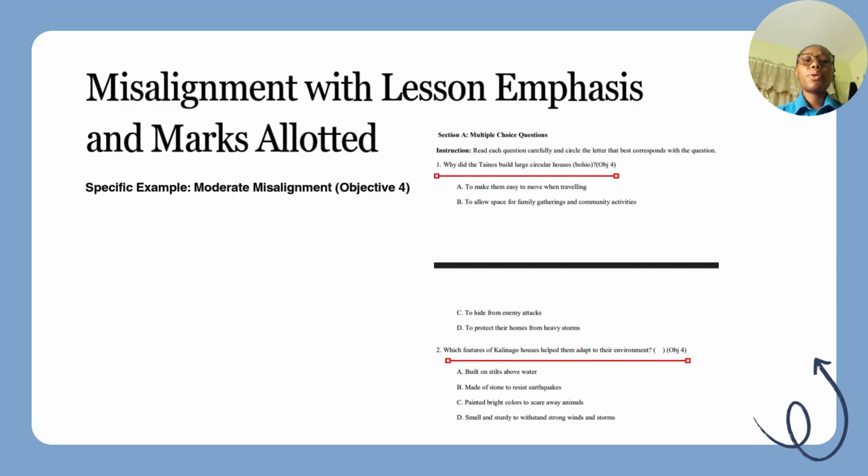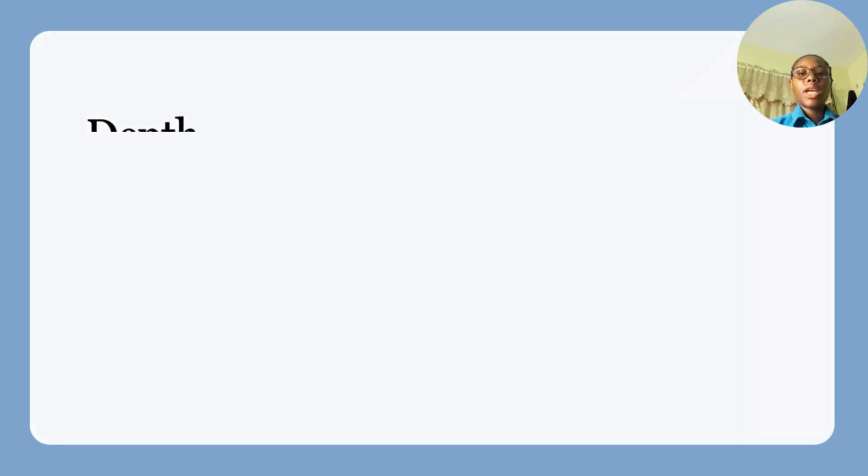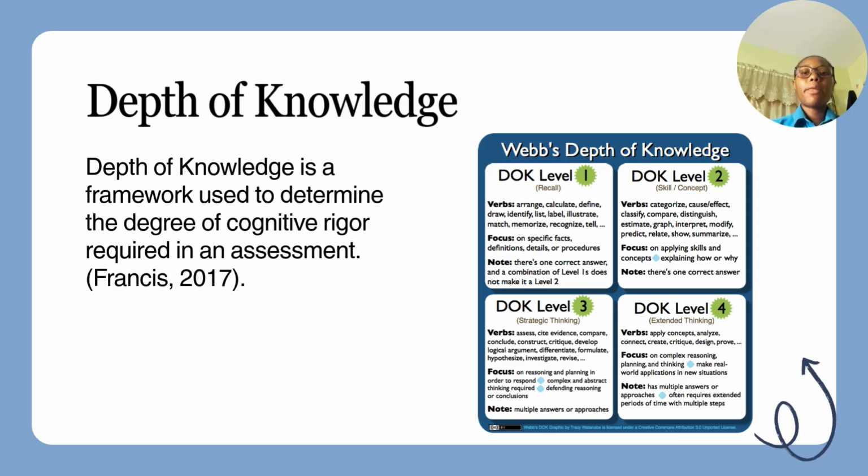The short answer component for this objective is integrated into Section C with a map-based question, but there isn't a dedicated 50-mark question as specified in the TOS. The weighting is significantly less than the 70 marks that was stated. Now I'll be moving on to depth of knowledge.